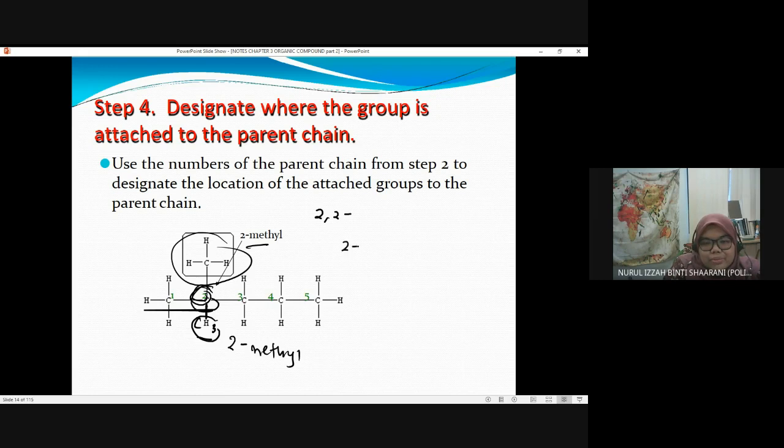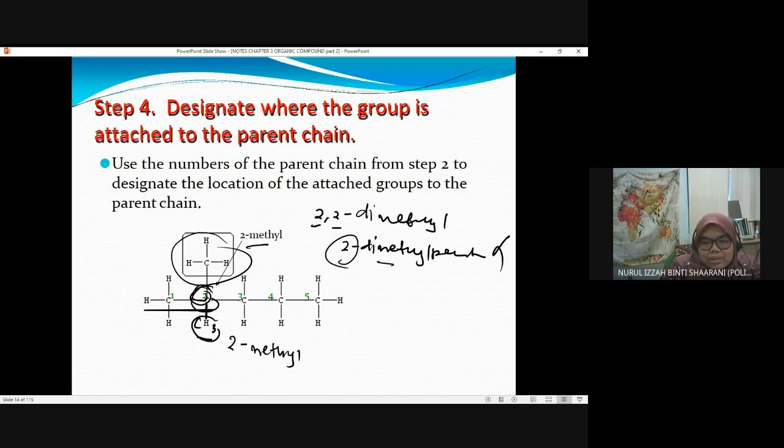Jangan letak 2-dimethylpentane. Salah. Kalau dia ada 2 compound bonded pada carbon yang sama, kena write down numbers dia 2 times juga. It's not just you can tell, oh sama je ni, letak 1 je lah. Tak boleh. Kira salah lah kat situ. Kalau you dapat 1 je lah markah sini, sepatutnya boleh dapat 2 sebab dia ada 2 compound. Mungkin dapat 1 je kalau parent change you betul lah.